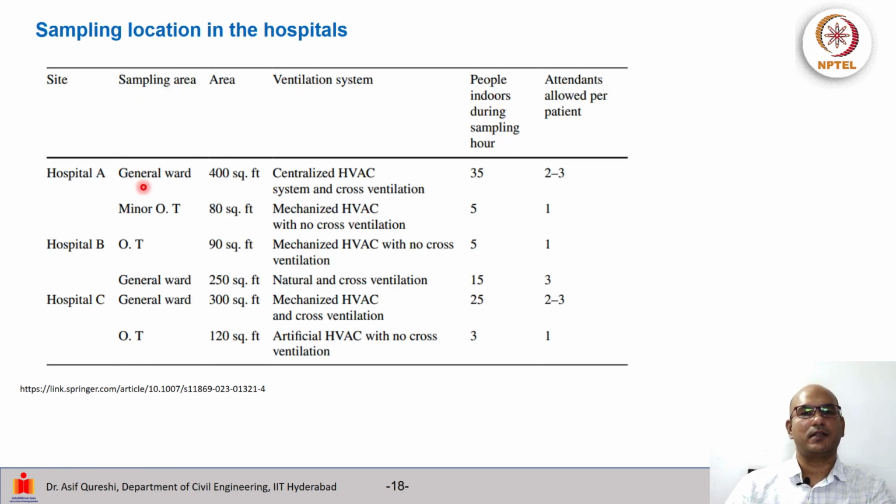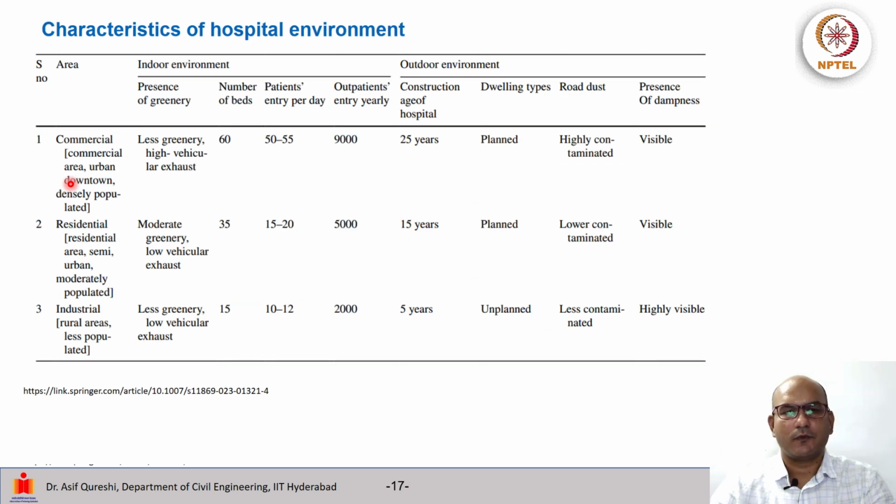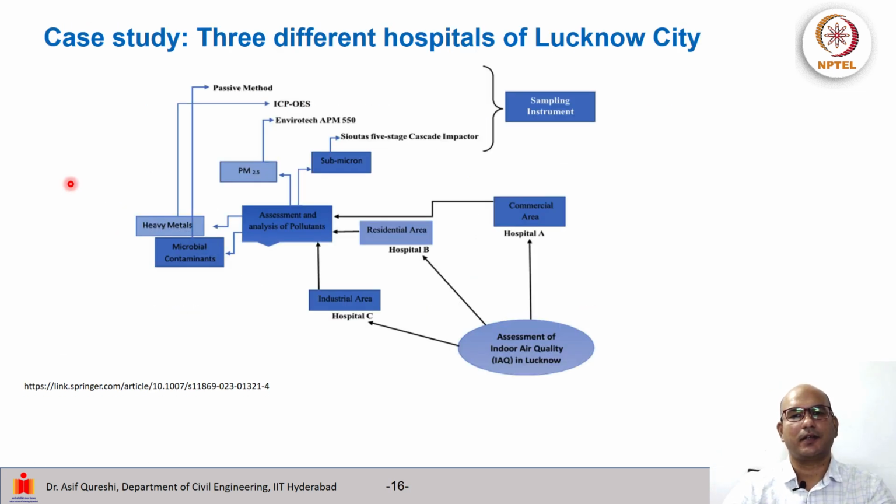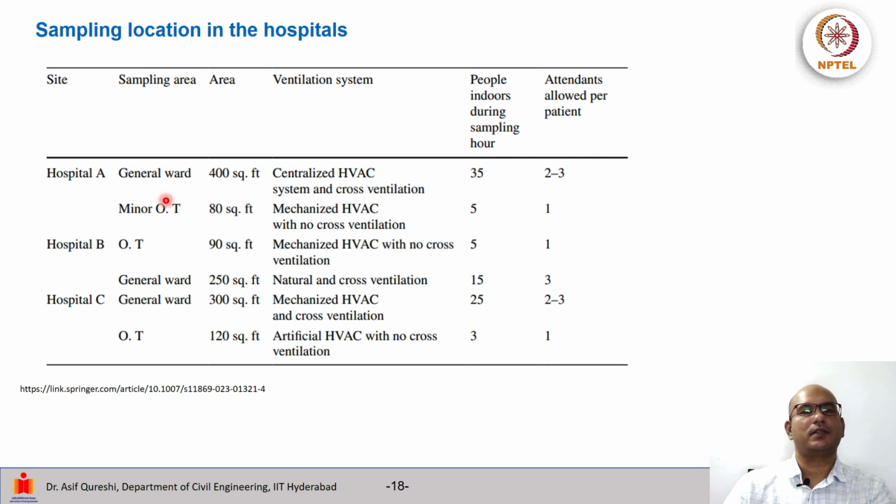The sampling areas: hospital A is in the commercial area, B in residential, C in industrial. The commercial area hospital had a general ward where things were analyzed, and a minor OT. One had a centralized HVAC system, the other mechanized. The general ward had no cross ventilation, and the operation theatre understandably had none either. People indoors during sampling were 35 in the general ward and 5 in the minor OT, with 2 to 3 attendants allowed.